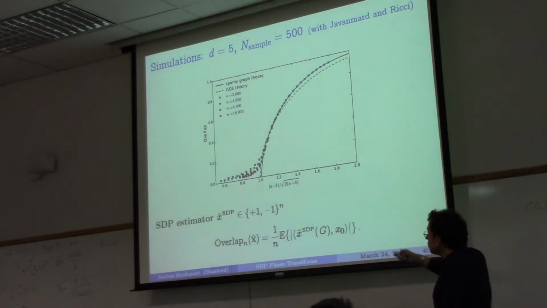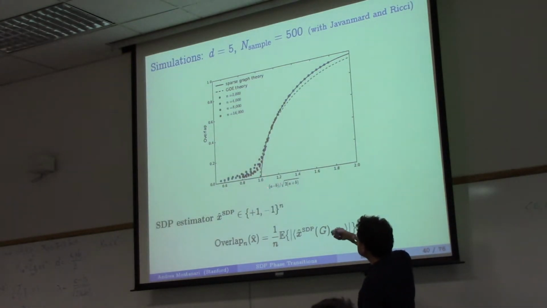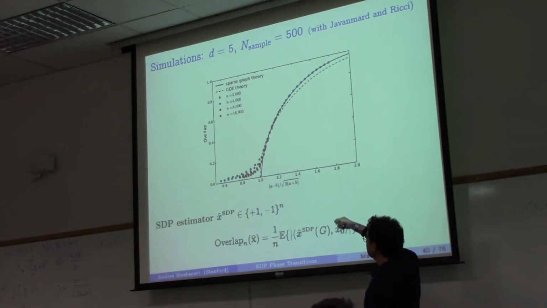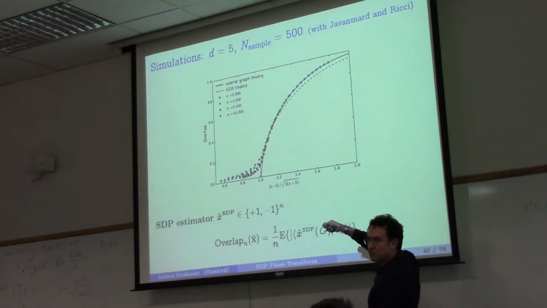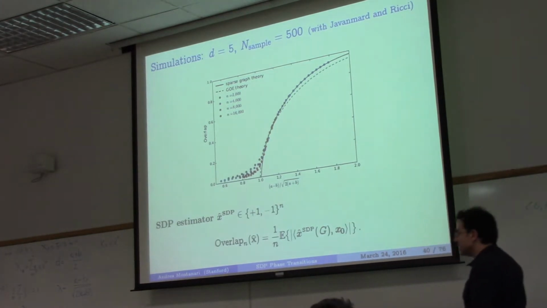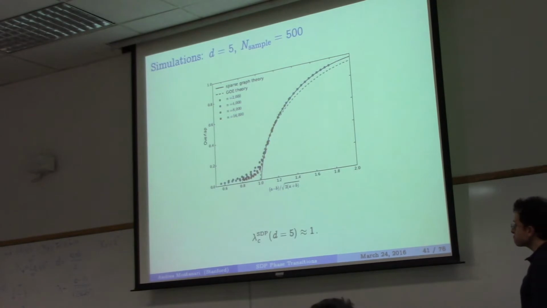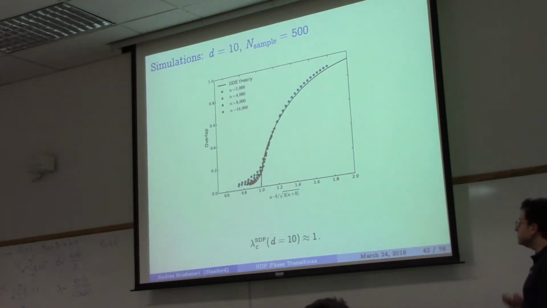So if you look at this graph, now it seems to be a phase transition here. Here it goes to 0, here it doesn't go to 0. This is perhaps not 1, but it's very hard to distinguish from 1. So the phase transition point of SDP is very close to 1 for d equal 5. Now you can repeat this for other d's, and you get that again it is very close to 1. It's impressively close to 1, actually.